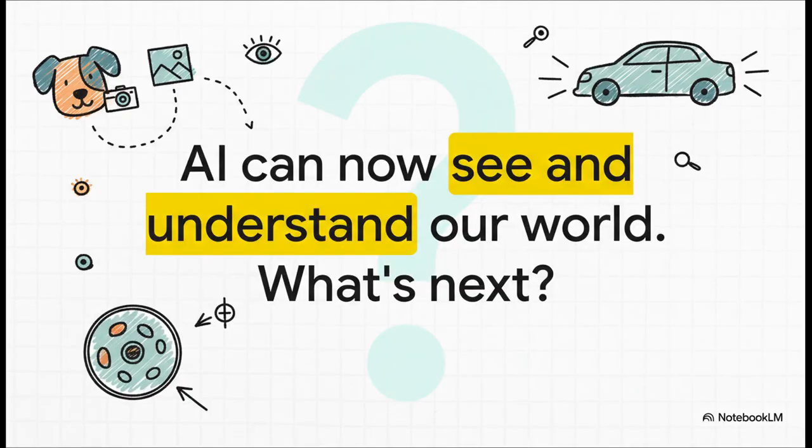And this process has completely changed the game. It's the tech behind everything from finding your dog photos, to powering self-driving cars, and even helping doctors diagnose diseases. Which really leaves us with a huge question for the future, right? Now that we've basically given computers the ability to see, what are the most important things we should ask them to look for next?